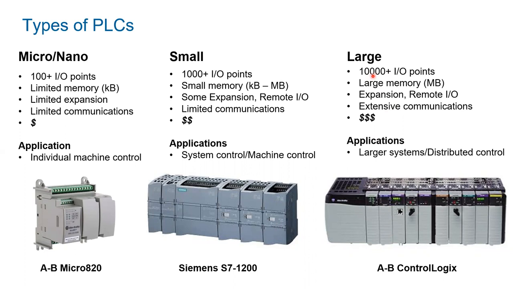But large IO points, large memory, very expandable, extensive communication options, and at a much higher cost, right? So there's always trade-offs. Cheap means less, middle of the road means I got some more bells and whistles. And then of course, the most expensive option will give you pretty much all the capabilities that are possible.